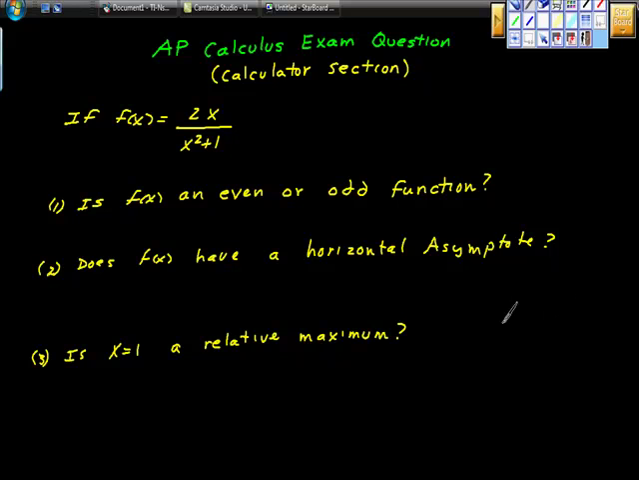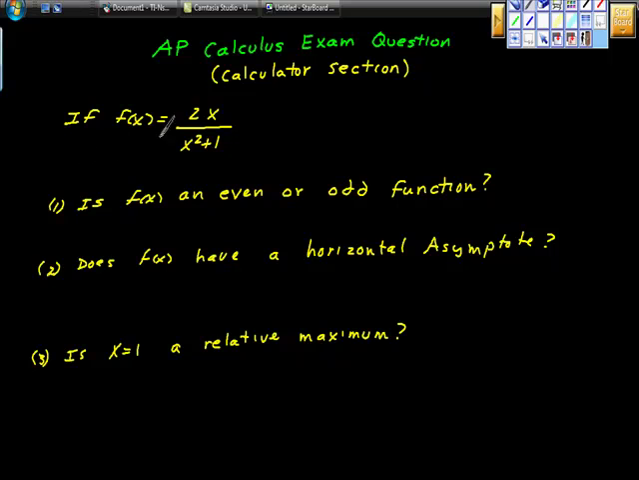This is an AP Calculus exam question from the calculator section. This is actually a multiple choice question, but I didn't have time to write it all out. So these are the three possibilities. So this is what we're going to answer. Again, because this is a calculator section, this is one way that you could do this. If you want, you could plug through all the calculus, but it might be easier to do it this way.